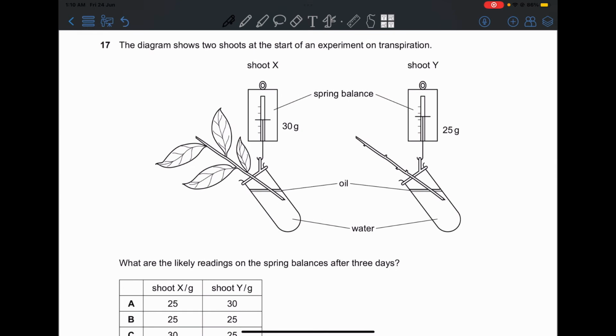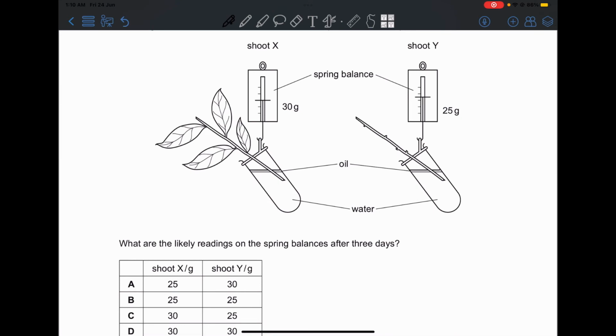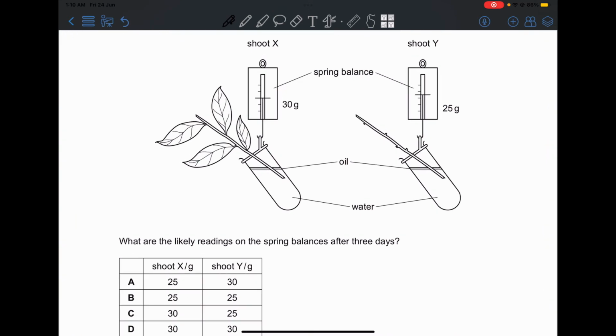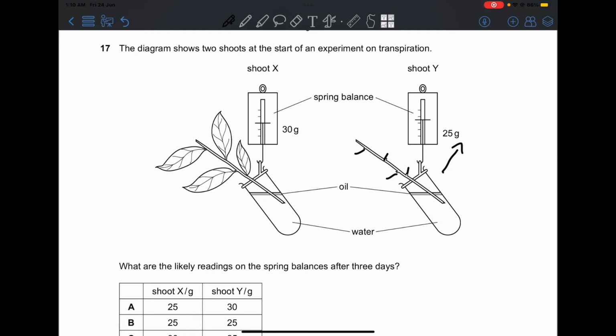17. The diagram shows two shoots at the start of an experiment on transpiration. What are likely readings on the spring balances after 3 days? Now this one is going to remain the same because there are no leaves, there is no transpiration, there is nothing. So it's just going to remain the same. And over here, this one is going to actually decrease because there is transpiration, which is going to lose water vapor and it's going to lose some weight.